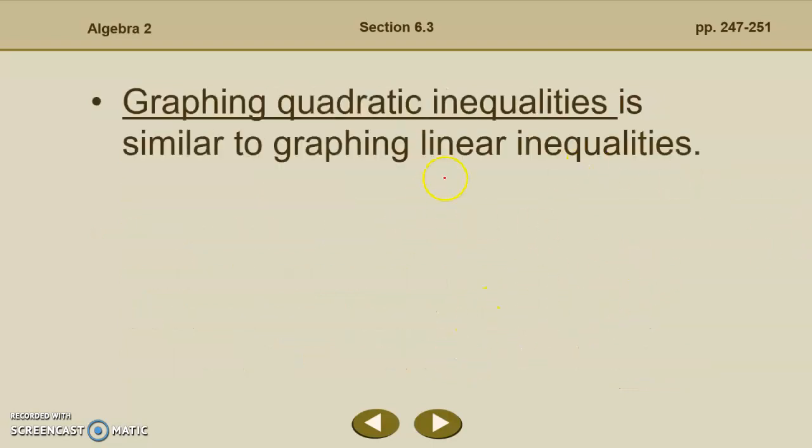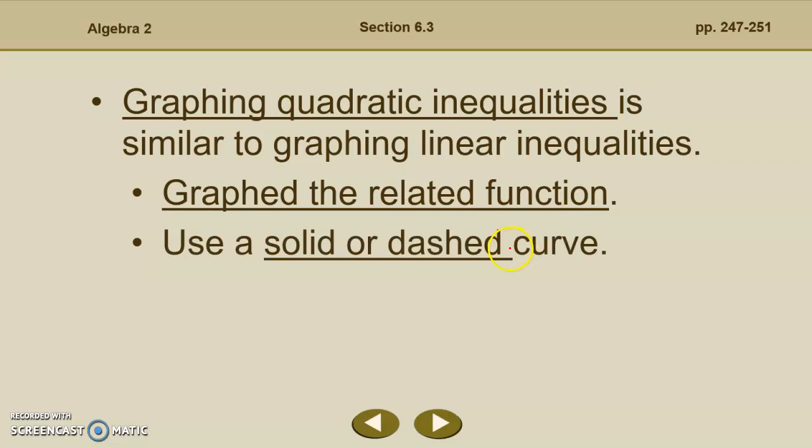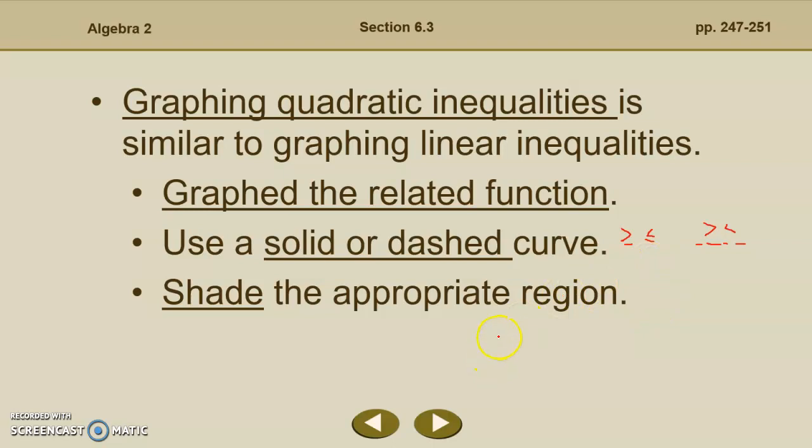Graphing quadratic inequalities is similar to graphing linear inequalities, and I'm almost out of time here. First, we want to graph the related function. We're going to use a solid or dashed curve: solid if it's greater than or equal to, less than or equal to, dashed if it's just greater than or less than. And then we're going to shade the appropriate region. And I always tell students, start with the vertex.